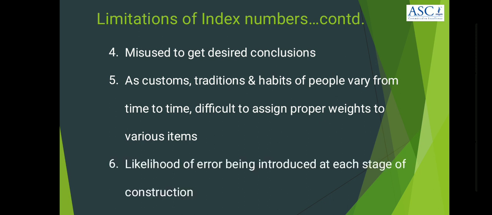The sixth and the last limitation. In the construction of index number, there is a chance of an error or mistake at each and every stage, resulting in a wrong index number value. Because of this, it is considered as a limitation.